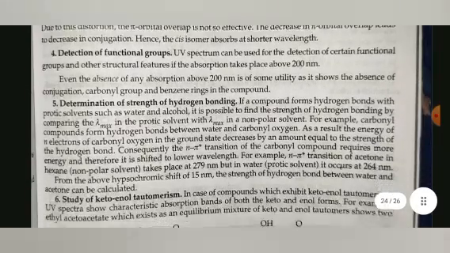Fourth is detection of functional groups. UV spectrum can be used for the detection of certain functional groups and other structural features which absorb above 200 nanometers. Even the absence of any absorption above 200 nanometers is of some utility, as it shows the absence of conjugation, carbonyl group and the benzene ring in the compound.